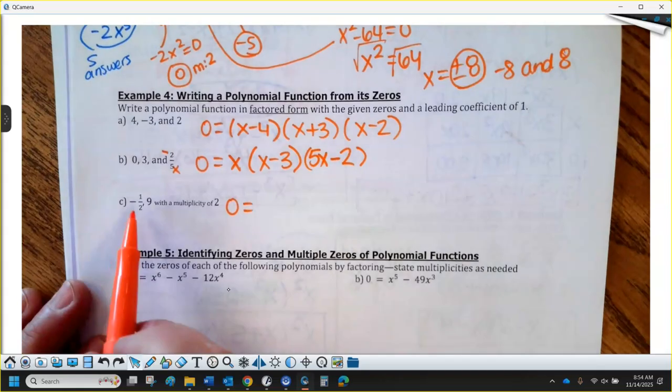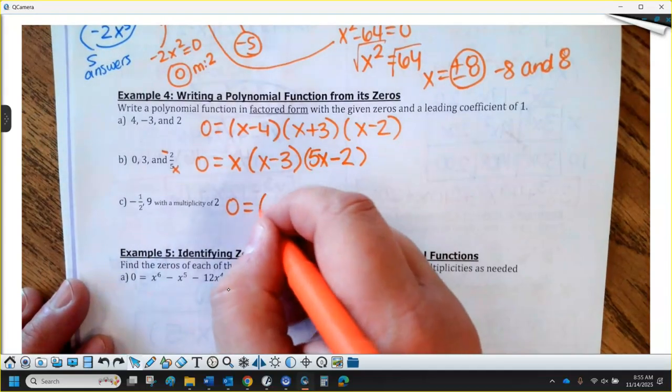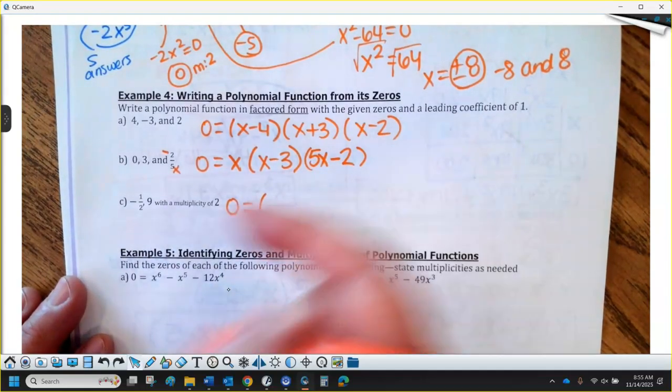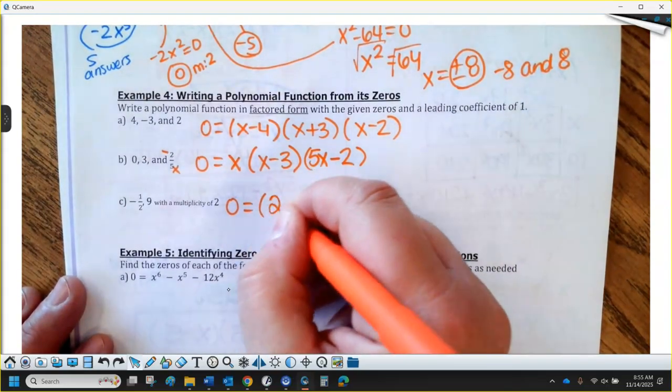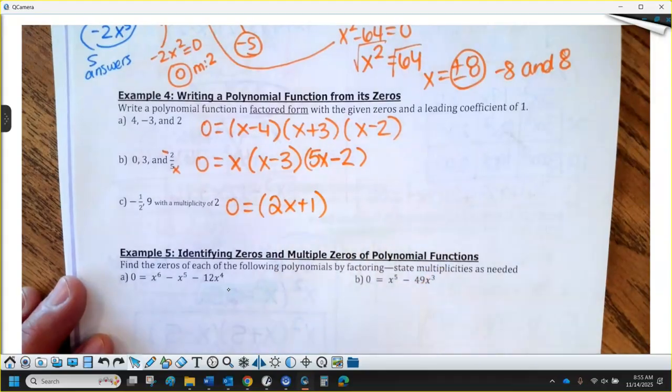All right, so if I have negative 1/2, anybody want to try it? What would you write for negative 1/2 as the little factor? It'll be kind of like this. 2x plus 1, good. Because you'd subtract 1, divide by 2.